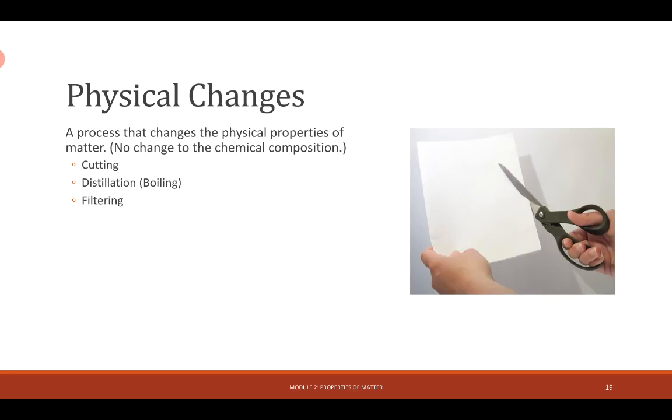Physical changes are processes or changes that occur to matter that do not change its overall composition. For instance, cutting a piece of paper just makes it into smaller pieces of paper. It doesn't change the fact that it's paper. So mowing the lawn, cutting the paper, those are physical changes. Also, distillation and filtering are physical changes because those do not change the composition. Those are just ways of separating mixtures.